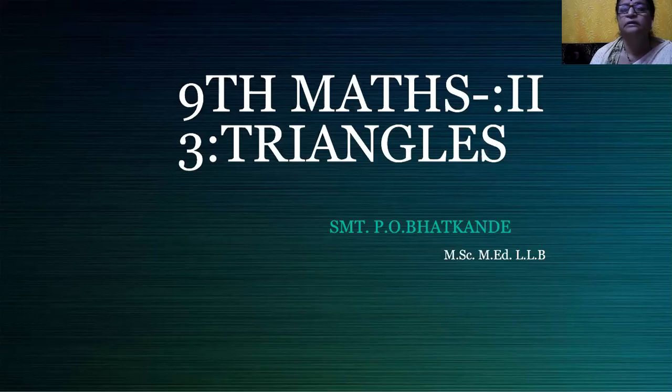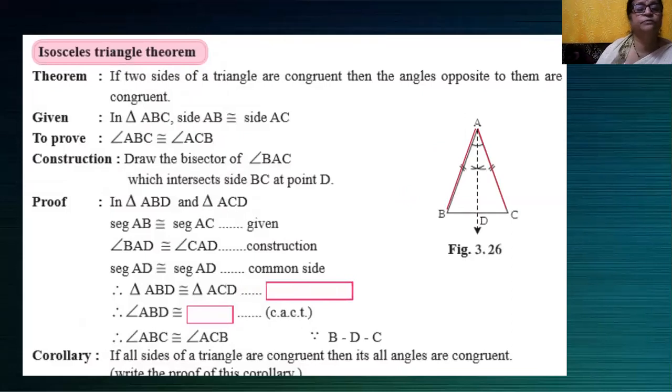We have studied different tests in a triangle. Today we are using those tests in a theorem. We will study today one of the most important theorems, the isosceles triangle theorem. The statement is: if two sides of a triangle are congruent, then the angles opposite to them are congruent. Here two sides are given congruent, and we have to prove that the angles opposite to these sides are congruent.